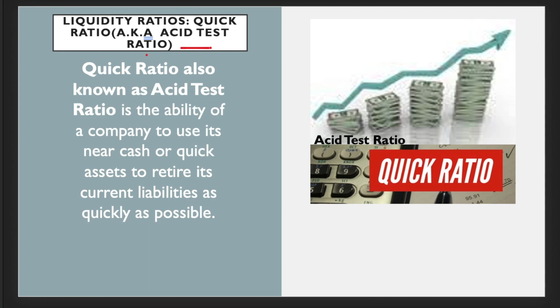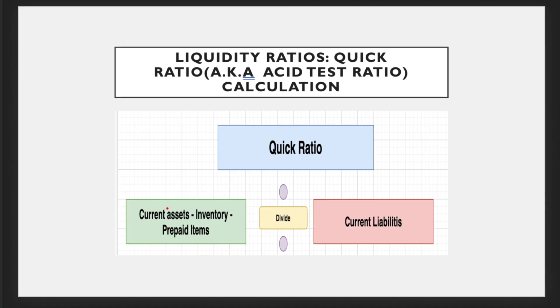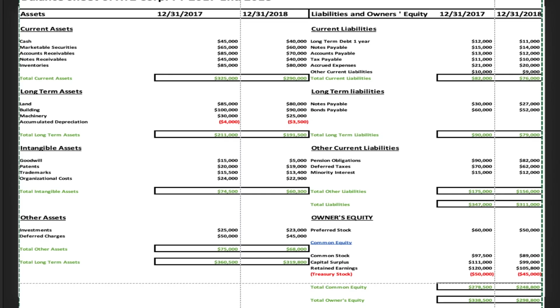The quick ratio excludes inventory and prepaid items from its numerator because they are difficult to liquidate at their stated value. So it can be calculated by its current assets excluding its prepaid items and its inventory divided by its current liabilities. Please pause the video and try to calculate the quick ratio by excluding prepaid items and inventory, if any, from the numerator. Let us check the balance sheet.